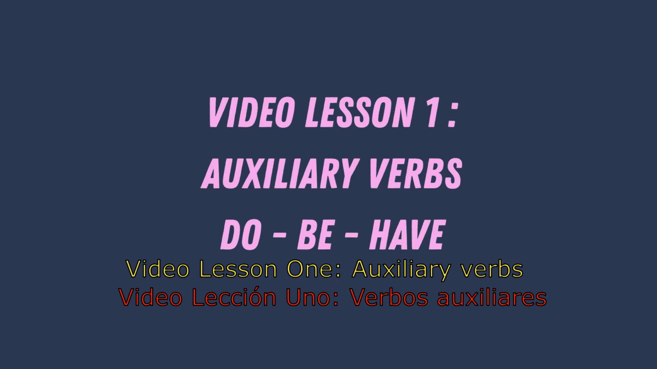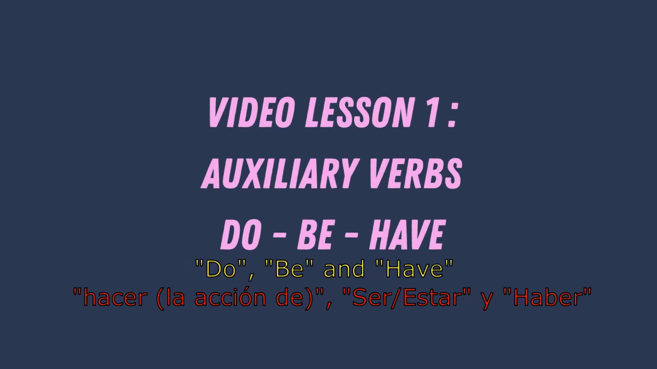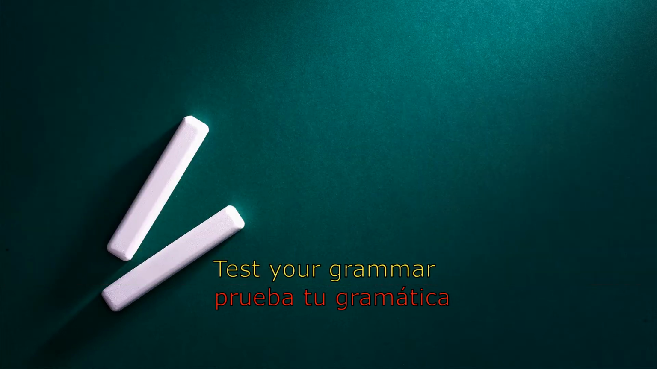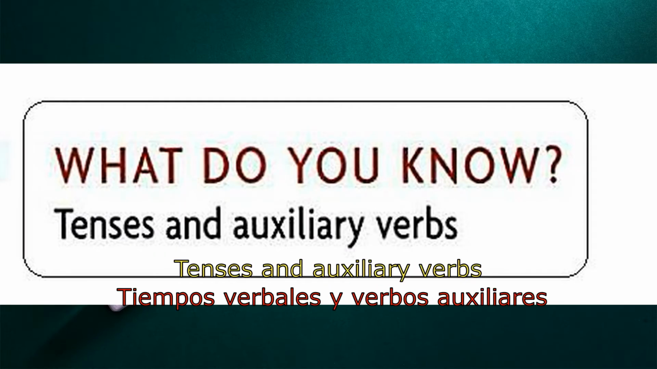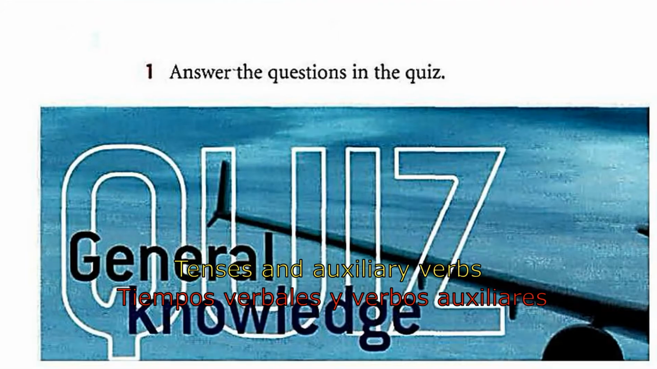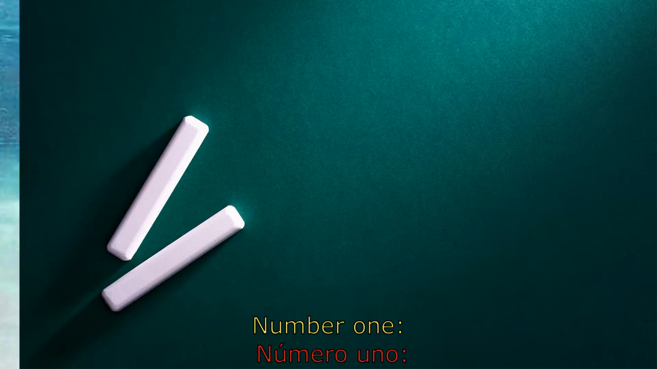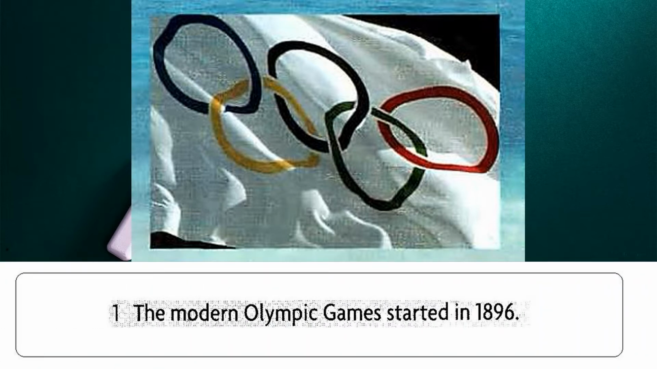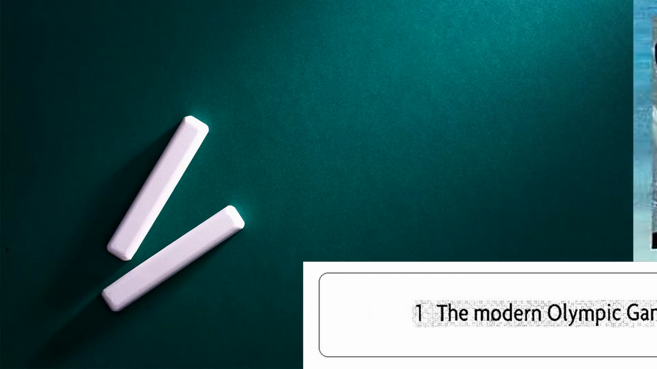Video lesson 1, auxiliary verbs, do, be, and have. Test your grammar. What do you know? Tenses and auxiliary verbs. Answer the questions in the quiz. Number 1. When did the modern Olympic Games start? 1806, 1896, or 1922? The modern Olympic Games started in 1896.